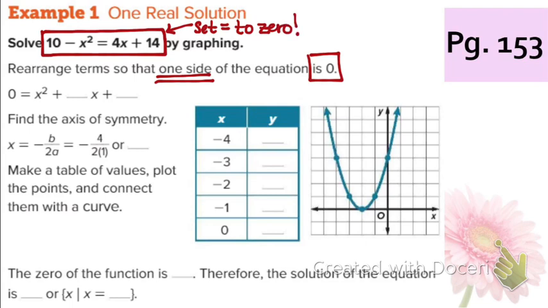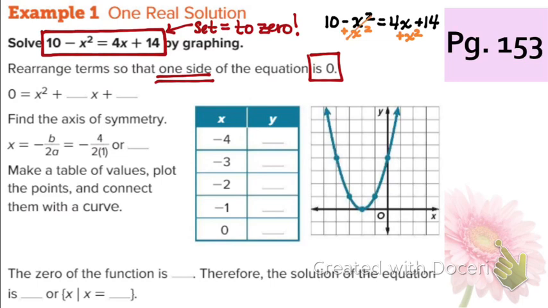All right, so you might need to do this work off in a margin. 10 minus x squared equals 4x plus 14. First thing I look at here, as I'm trying to get it equal to 0, is I look for where my x squared is. And if it has a minus sign in front of it or a negative, I'm going to add it to both sides because I like my x squared to be a positive number. Where is the x squared right now? It's on the left-hand side. It's got a minus in front of it. So I'm going to add x squared to both sides.